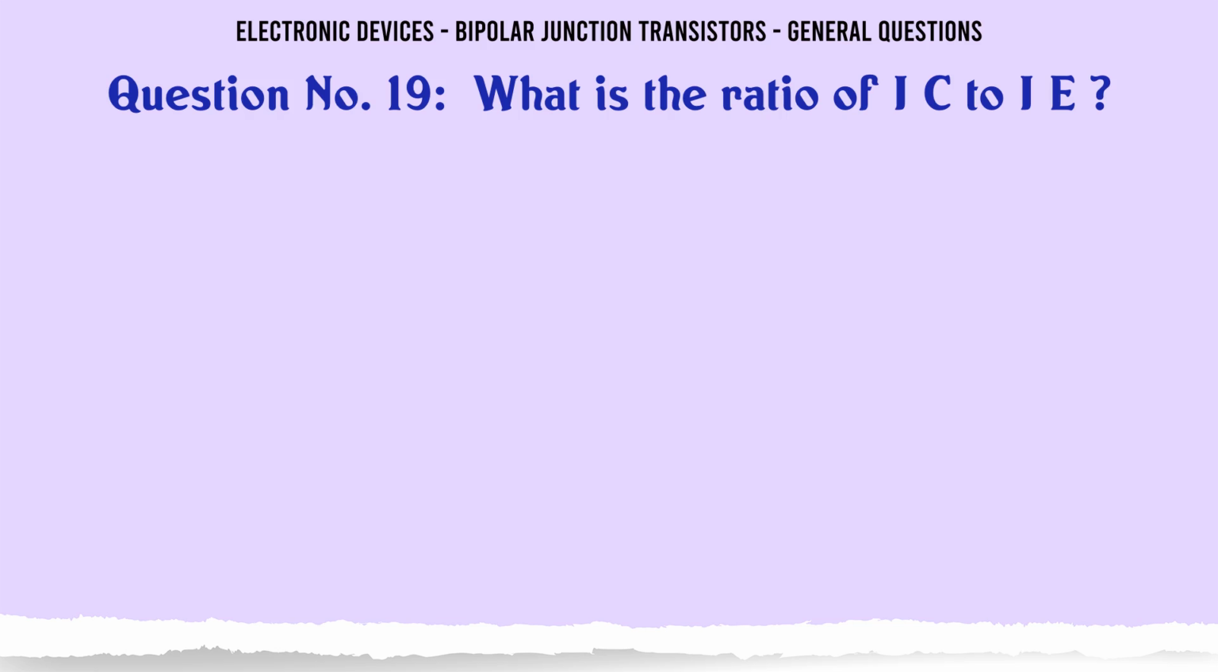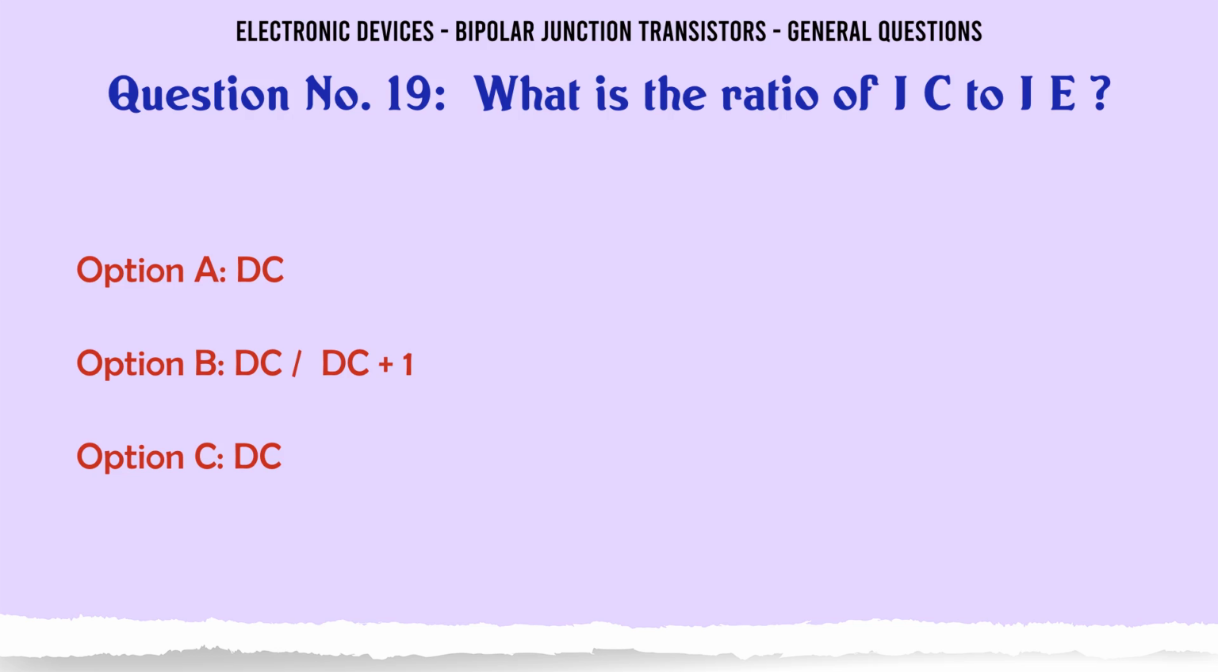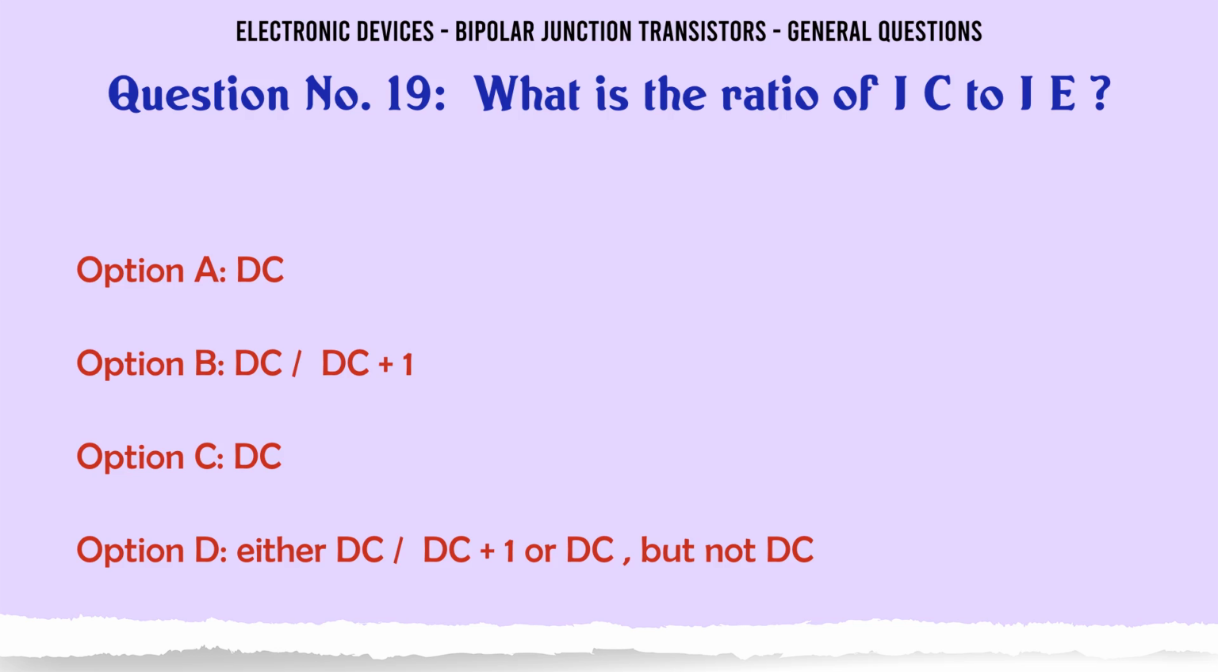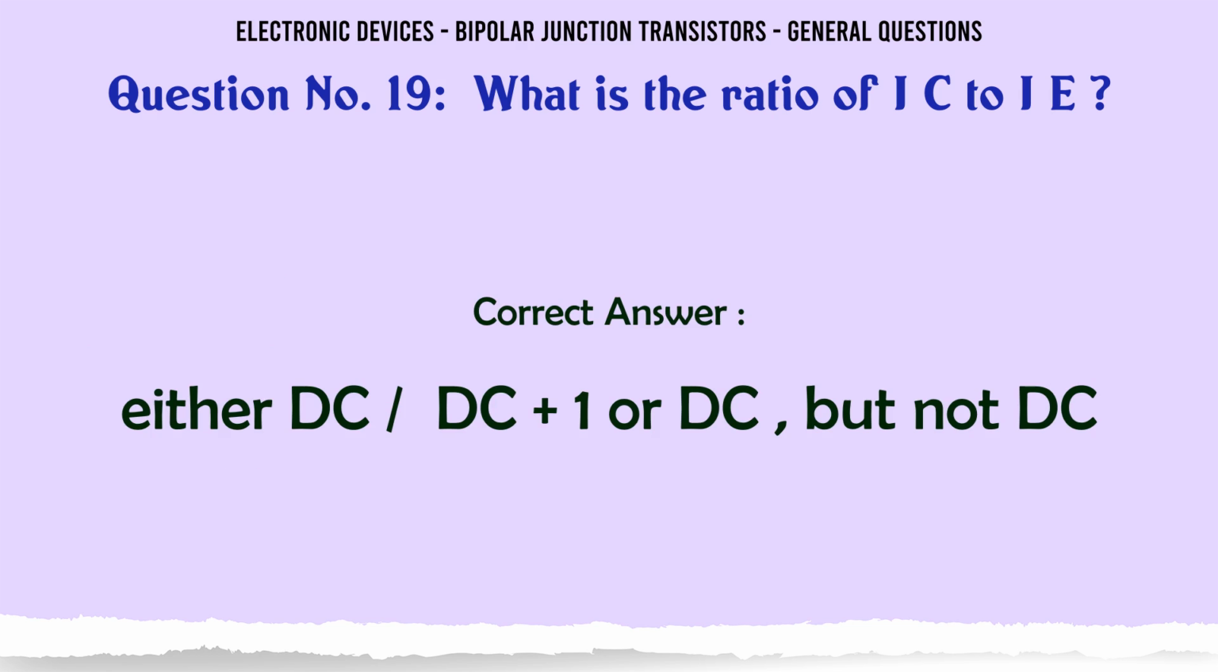What is the ratio of IC to IE? A DC, B DC DC1, C DC, D either DC DC1 or DC but not DC. The correct answer is either DC DC1 or DC but not DC.